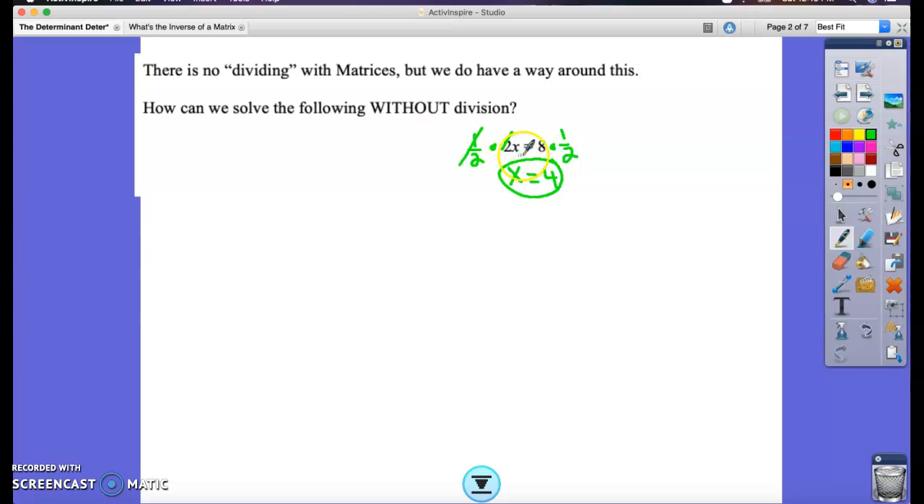Now, Ms. Freibush, we could have divided by 2 and just seen that was 4 in the beginning. You're correct, but we don't have a traditional division with matrices. We have multiplying by the inverse. So this guy here is the inverse of 2. This is what we're focused on finding for this kind of math.